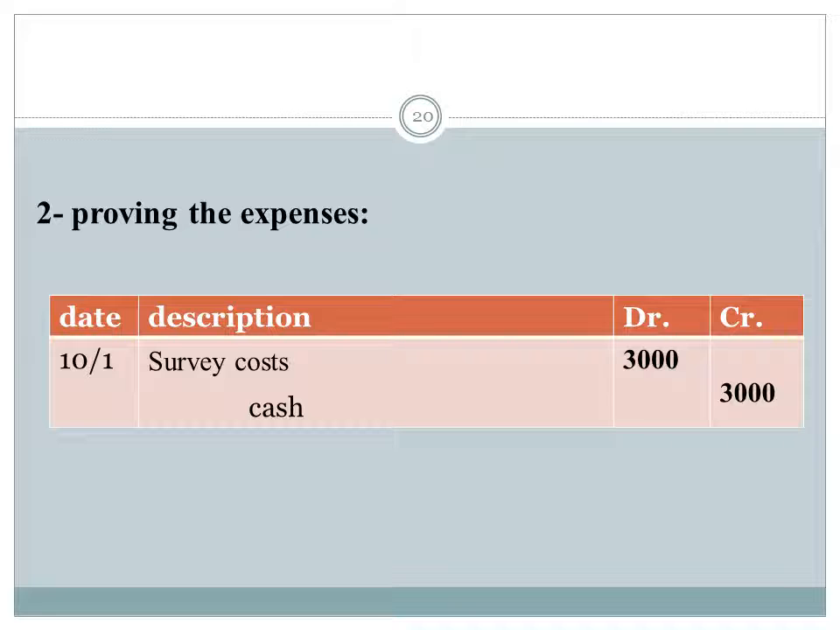There is another expense, survey costs. Survey costs is a current expense, so it will firstly be on the debit side, and the credit side will be cash because this expense is paid in cash. So our entry will be survey costs on the debit side, cash on the credit side.